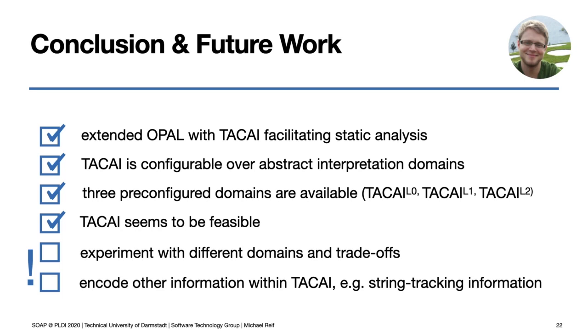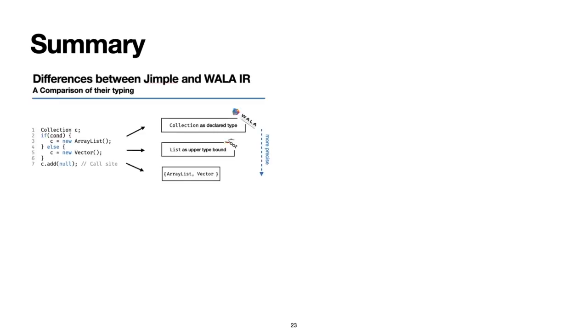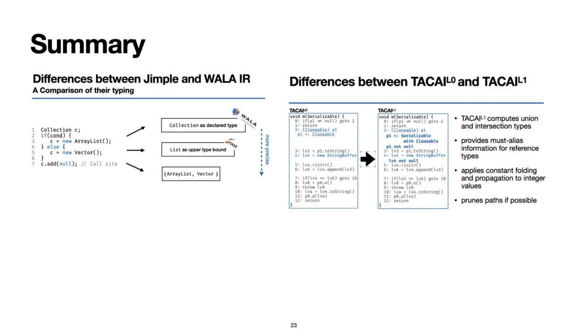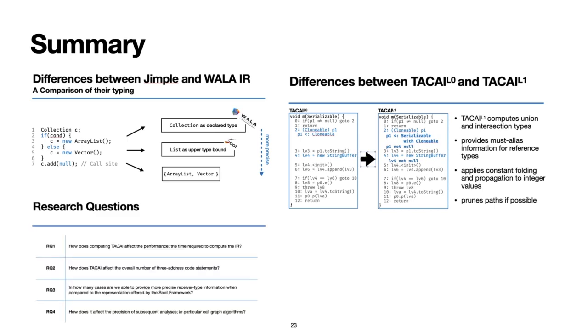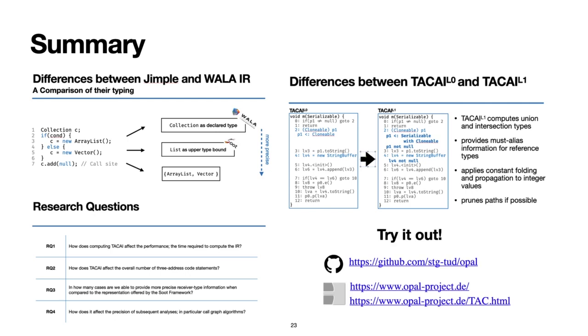Finally, let me summarize what we talked about. At first, we figured out what other intermediate representations do. Then we discussed how TACAI looks like and what the differences between the different configurations are. We evaluated our intermediate representation, and in the end, I just wanted to thank you for listening, and you're also welcome to try out OPAL and to check out TACAI. You can find a tutorial on our website on how to use it and how to generate the intermediate representations at different levels for a certain method only. So yeah, try it out.